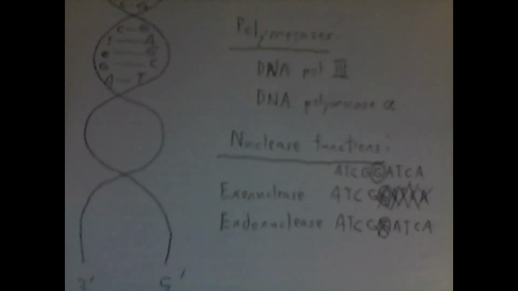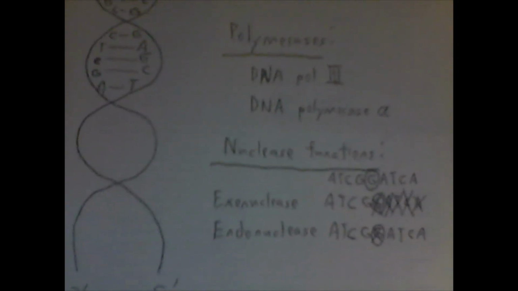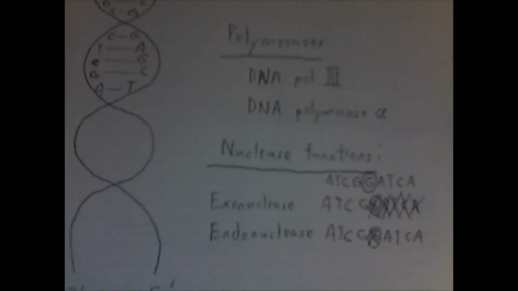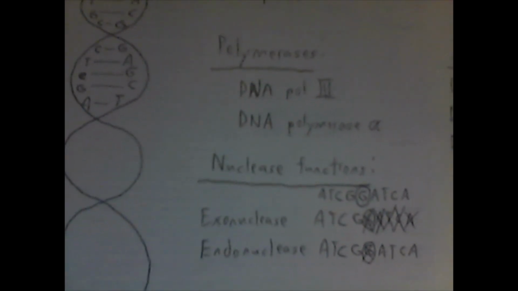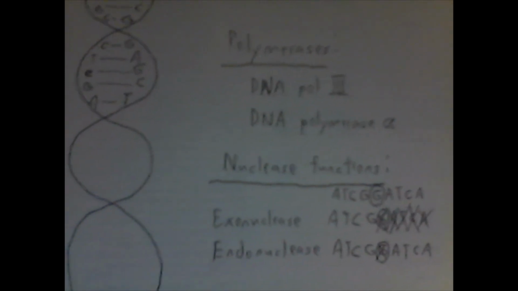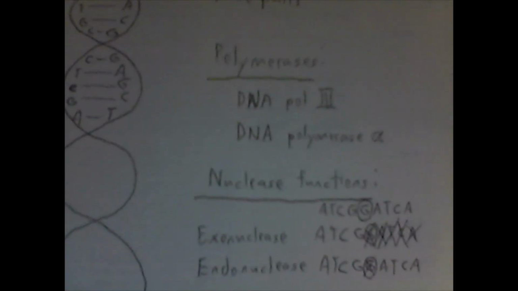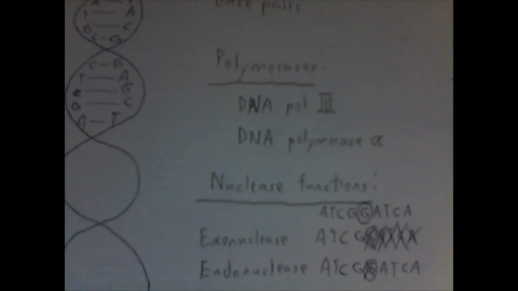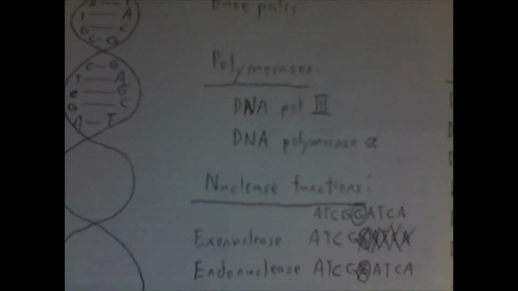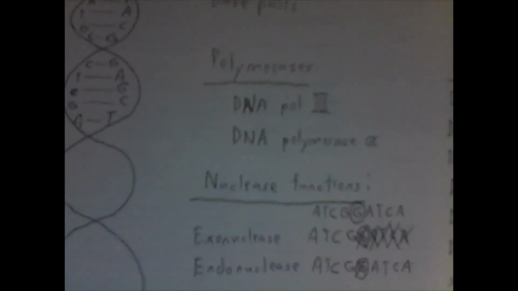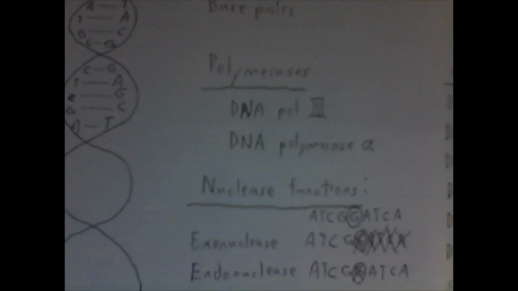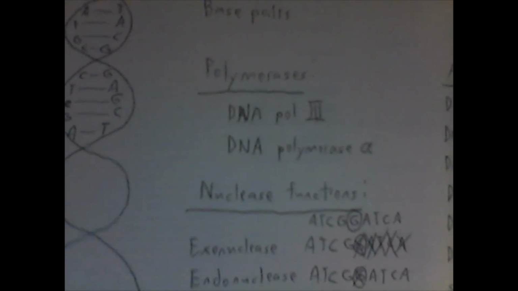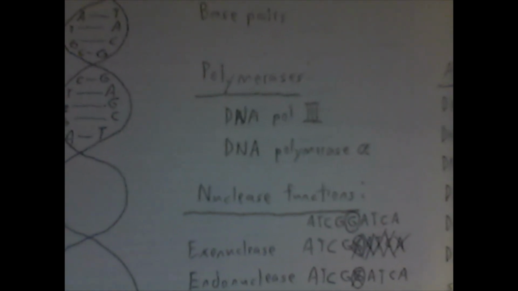First off, we have an exonuclease function. E-X-O-N-U-C-L-E-A-S-E, exonuclease. The exonuclease function means that the nuclease will eliminate errors in the DNA starting from the end of the strand and removing every nucleotide between the end of the strand and the point of error.